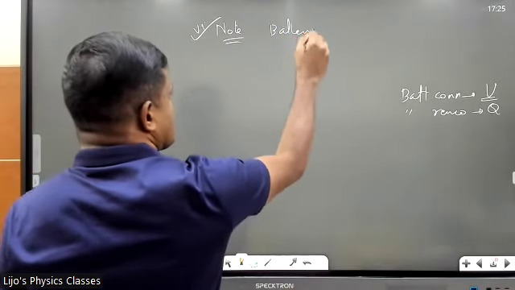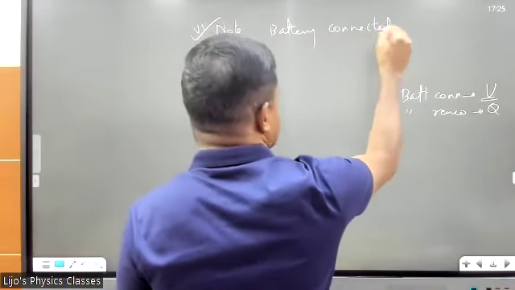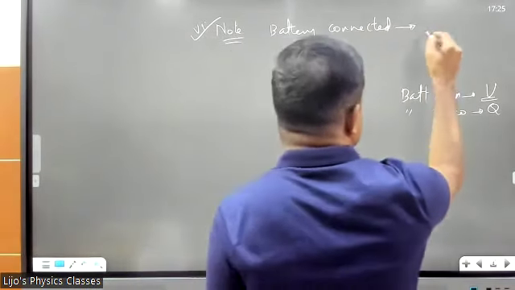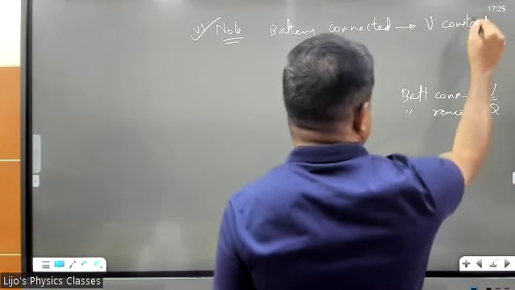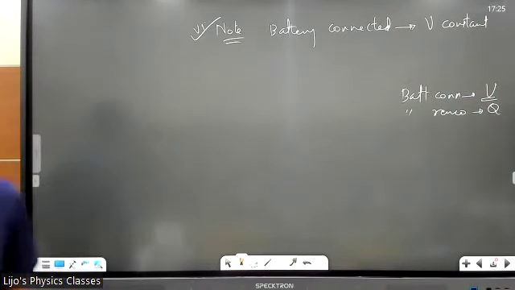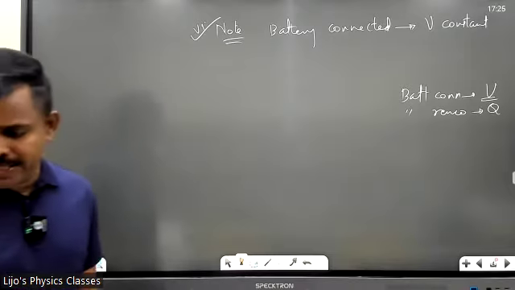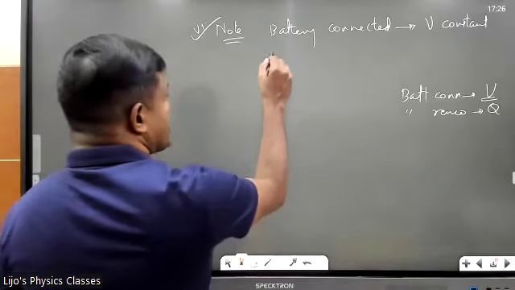Battery connected. Battery connected means what? Who will be constant? Battery connected means voltage is constant. Say it at least once. All of you understood? Everyone online? Write this. Battery connected, voltage is constant.